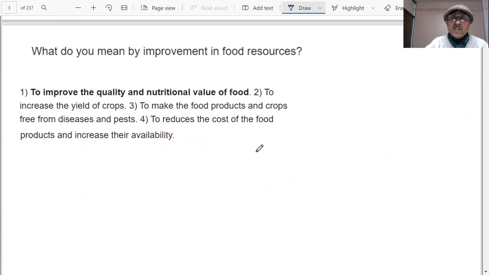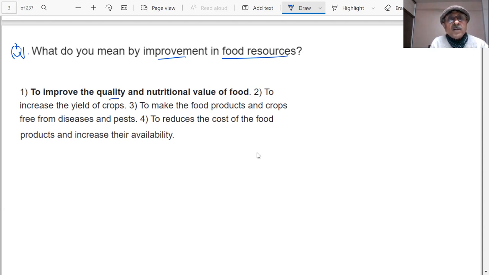Question number one is on the screen. As we always talk of lectures, we talk of question, answer. What do you mean by improvement in food resources? What is your answer, student? First question is put up to the students. Question number one. What do you mean by improvement in food resources? What will you do as an improvement in food resources? What does it mean to you?